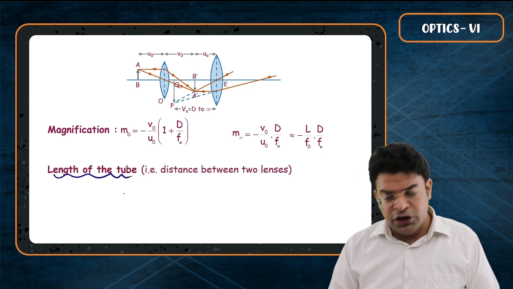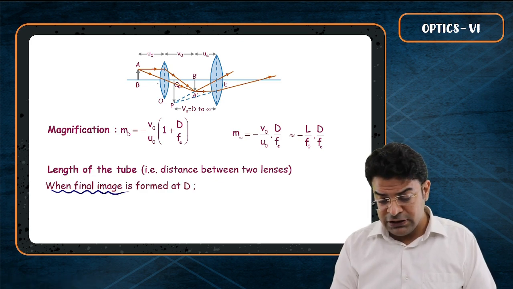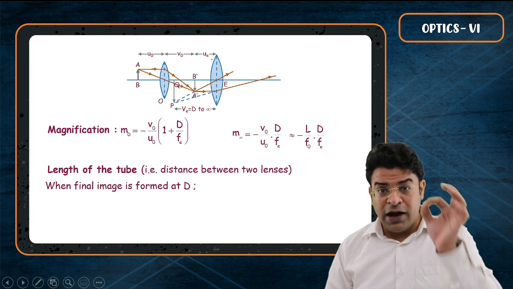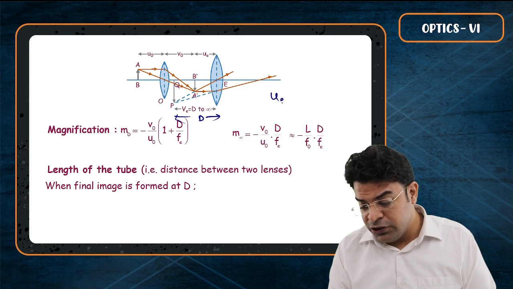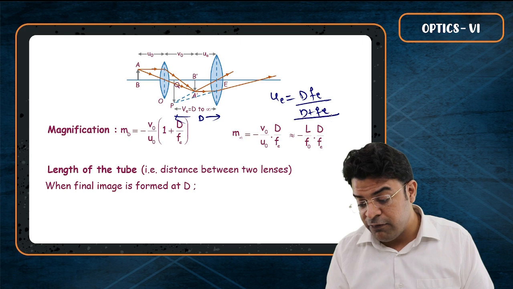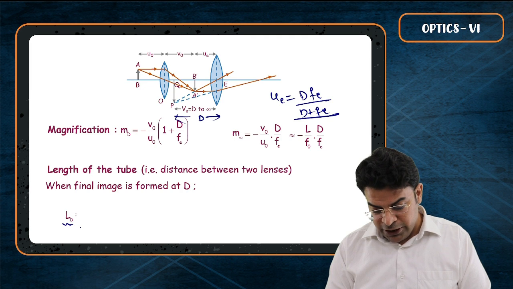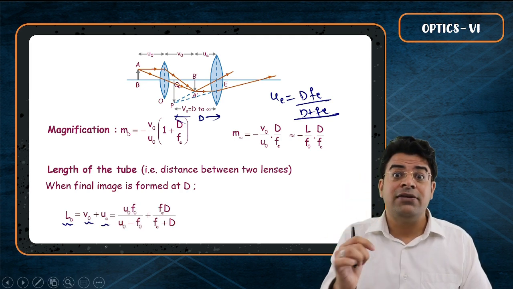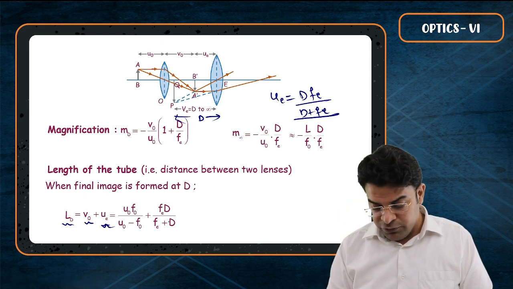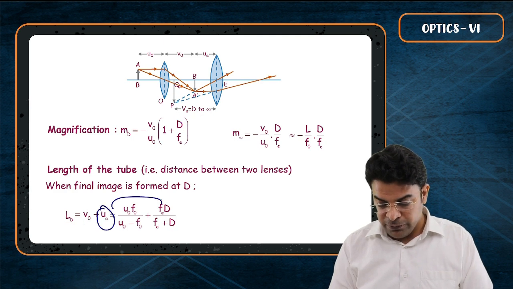Now the simple part. What is the length of the tube? The length of the tube is the distance between the two lenses. The length of the tube is V naught plus UE. If the final image is being formed at a distance D, then you know that UE will be equal to dFe by D plus Fe. We have already done this for the simple microscope. And hence the length of the tube has to be V naught plus UE. And for the final image formed at distance D, you will write in place of UE, dFe upon d plus Fe. So this is what we can write in place of UE.